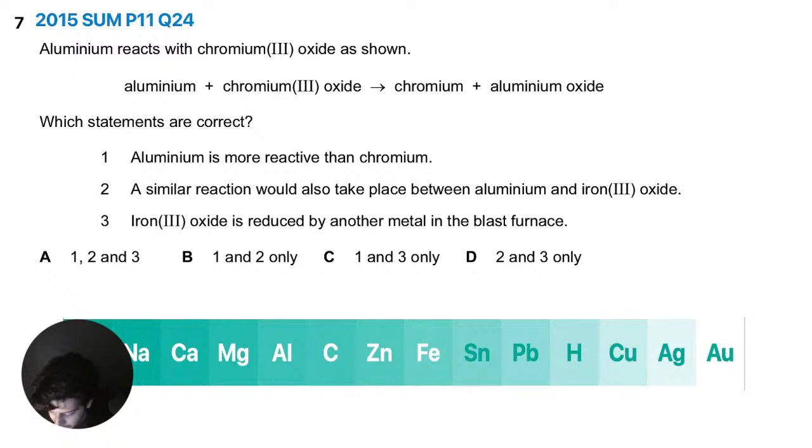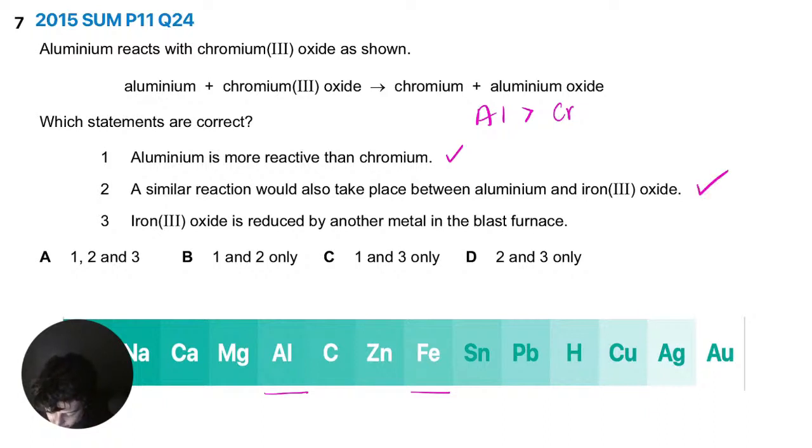Okay. Aluminum is more reactive than chromium. Chromium is Cr, I think. And the first statement is that aluminum is indeed more reactive than chromium. A similar reaction would also take place between aluminum and iron. Aluminum is over here and iron is over here. Will aluminum be able to displace iron? Yes, it will. That's fine.